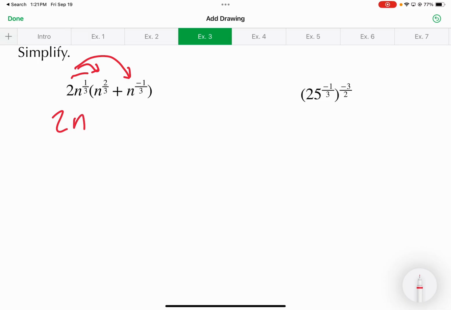Oh my gosh, it's just n to the first, isn't it? Okay, all right, cool. And then my second term, 2n. What happens when I do 1/3 plus negative 1/3? Oh, so what happens there? It turns into 1, so that term is just going to turn into 2, right? So I just get 2n plus 1. I'm sorry, 2n plus 2. Cool. All right, next one.